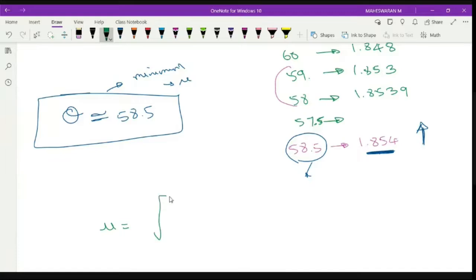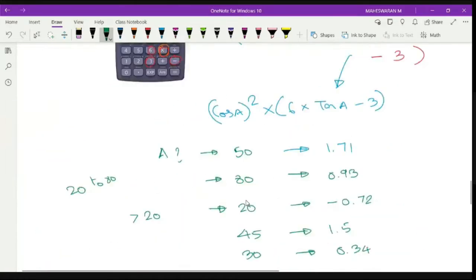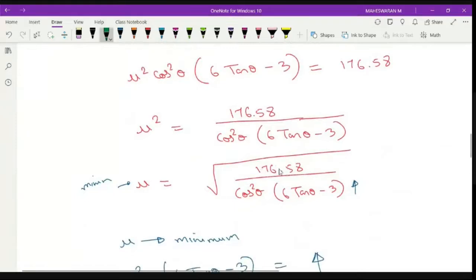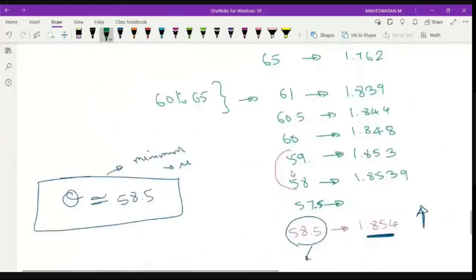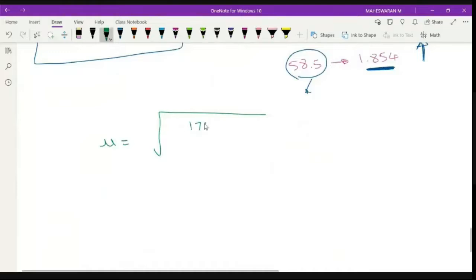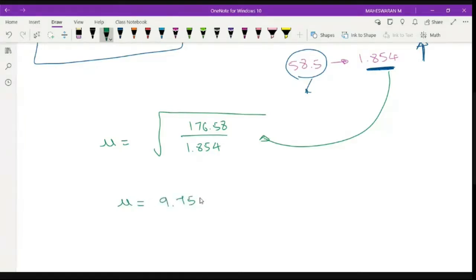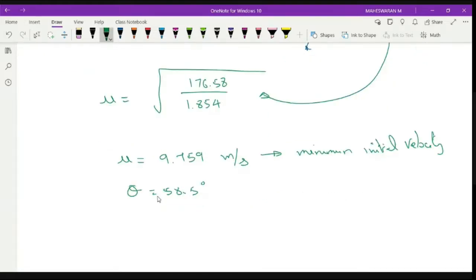Now we identify our u value. So u is root of 176.58 divided by this value, right? So I am going to substitute it here, which is 1.854. So can you identify the value of u? 9.759, and this is meter per second. This is the initial velocity, right? This is the minimum initial velocity. Okay, so this completes this problem.